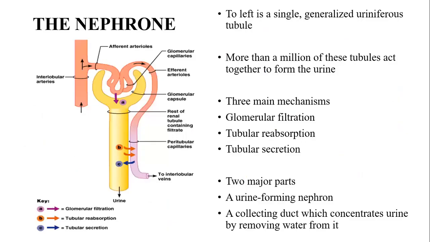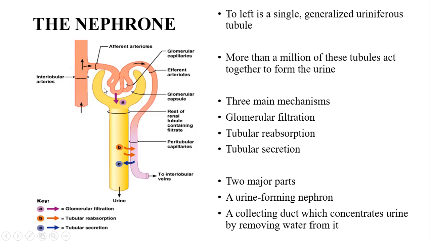All right, so now this is just trying to talk about the things that you're going to learn about under filtration, okay? So now in the nephron, you're going to find that to the left is a single generalized uniferous tubule, okay? So more than 1 million of these tubules act together to form what we call urine. That's the function, and three main mechanisms happen. So there's what we call glomerular filtration, tubular reabsorption, and tubular secretion, okay? Yeah, and there will also be excretion, right? Amongst those, there are two major parts. We have got a urine-forming nephron and the collecting duct, which concentrates urine by removing water from it, okay? Yeah. So these are just the stages that you can see.